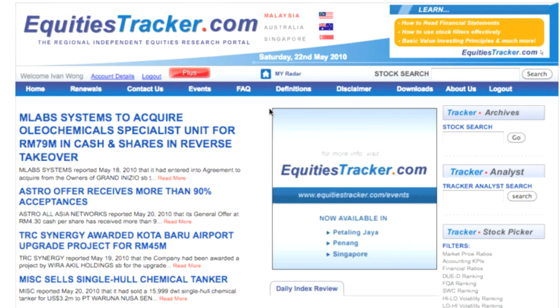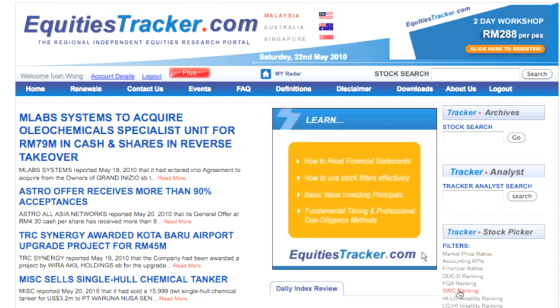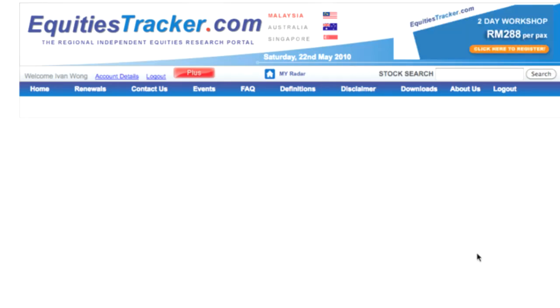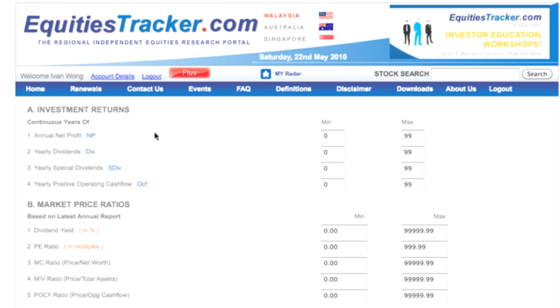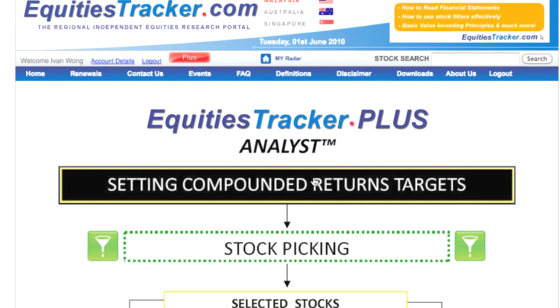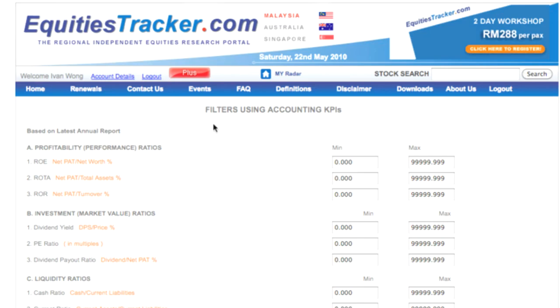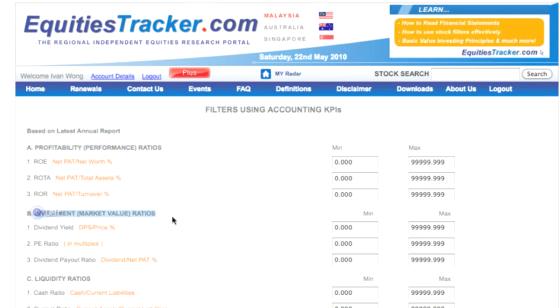This leads us to now look for a short list of stocks using our generic filtering systems. The market price ratio filter allows one to filter stocks based on continuous years of net profit, yearly dividends, yearly operating cash flow, dividend yield and price earnings ratio, just to name a few. The accounting KPIs filter allows one to filter stocks based on profitability performance ratios, investment market value ratios, liquidity ratios, gearing solvency ratios and efficiency ratios.